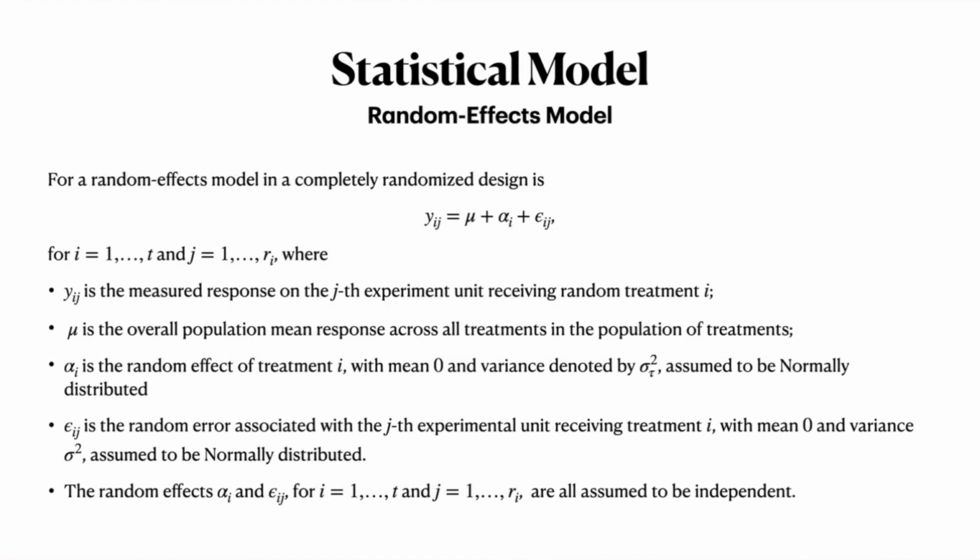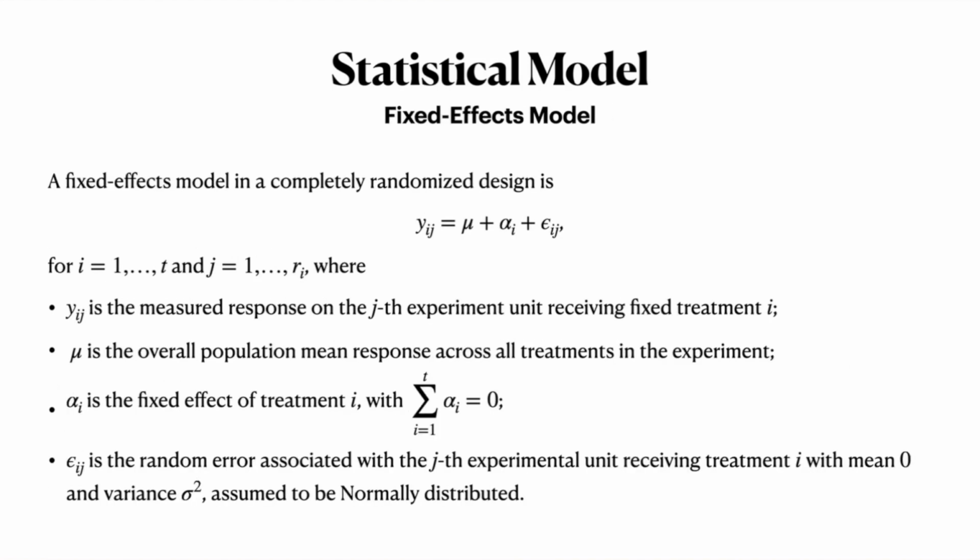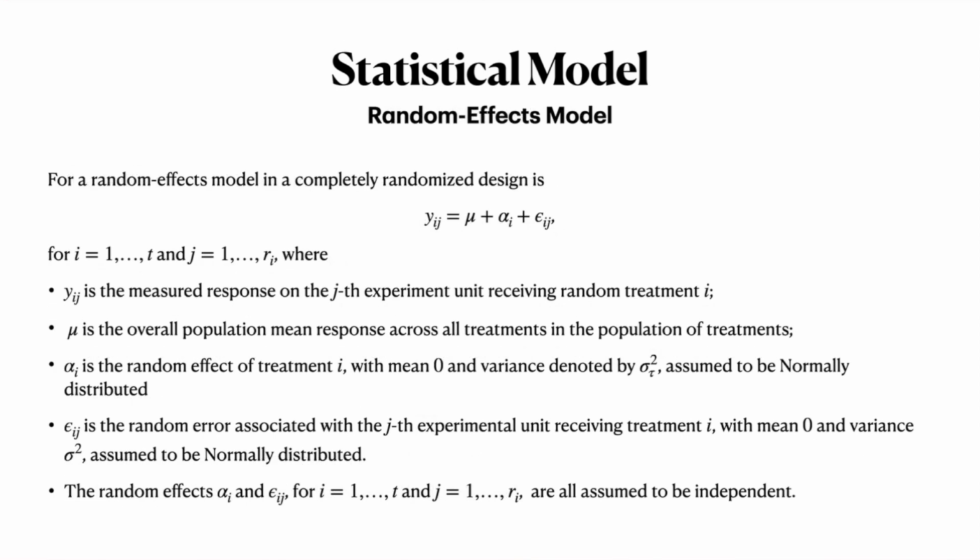Now the random effects model looks pretty much the same, doesn't it? We have y sub ij equal to mu plus alpha sub i plus epsilon sub ij. So if I scroll back to the previous model, we see that from the standpoint of the mathematical expression, it's the exact same model, or at least it looks exactly the same. Okay, but the difference is in the nature of alpha.